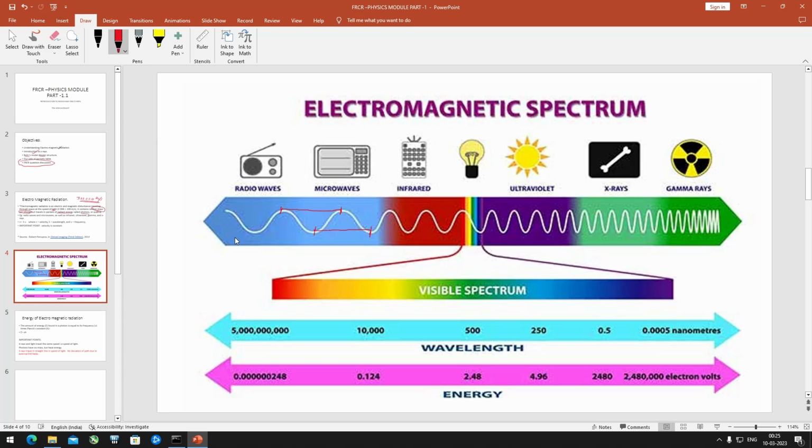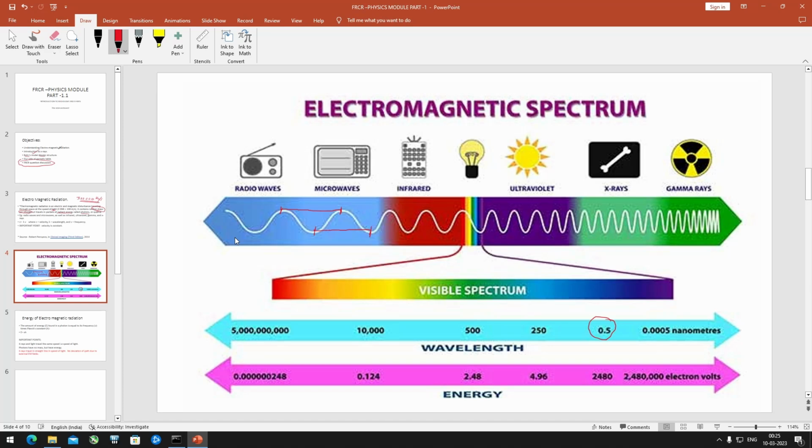So as you can see here, for radio waves, the wavelength is higher. Meanwhile, when you come towards gamma rays, the wavelength is lower. As you can see, the wavelength given here is in terms of millions, and in X-rays it comes around 0.5. So this is important. Okay, so 0.5 is the representation here.